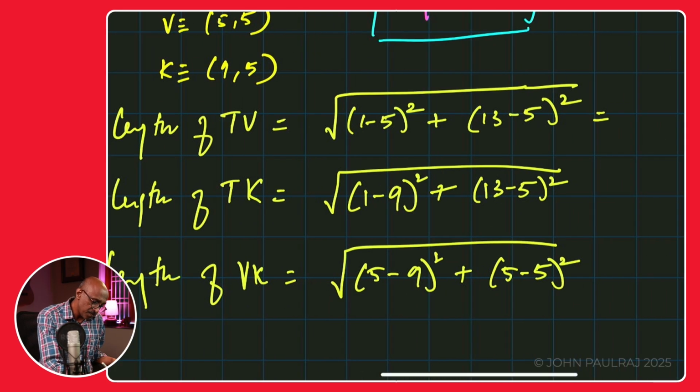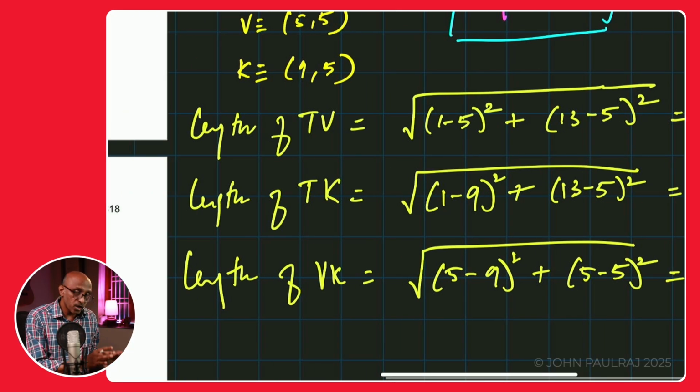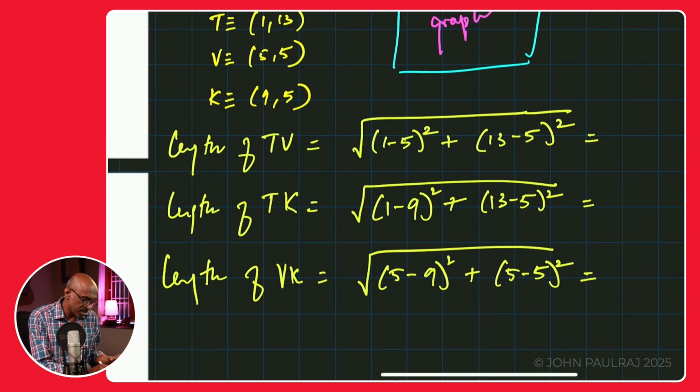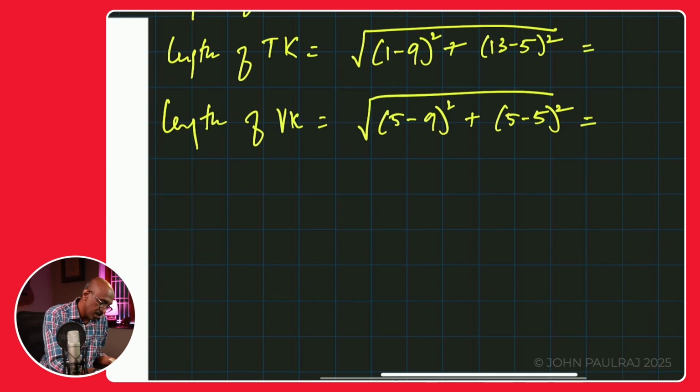I'm just laying it down. We will use a calculator to do the calculation for us, but you got to show the substitution. Hope you can see this. Show the substitution. This is the distance formula. After we find the distance, that is the length of each of the sides, then we're going to use what is known as Heron's formula to calculate the area.